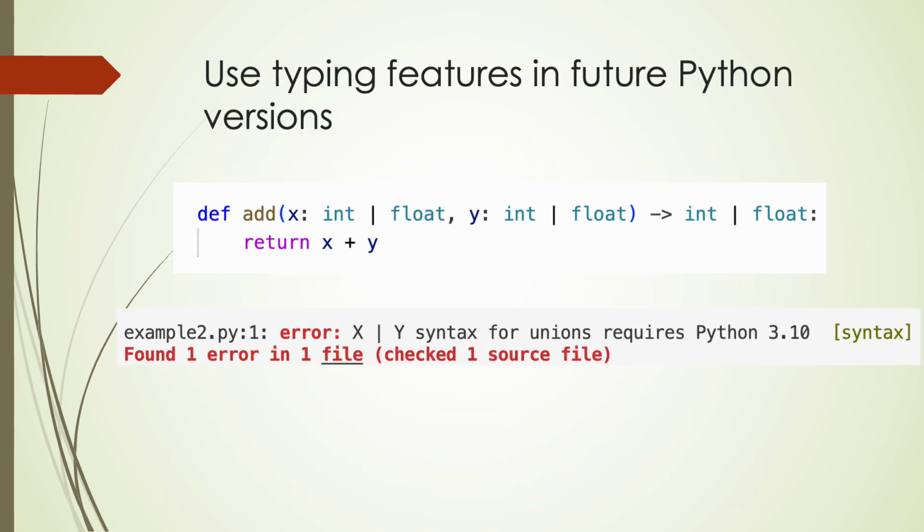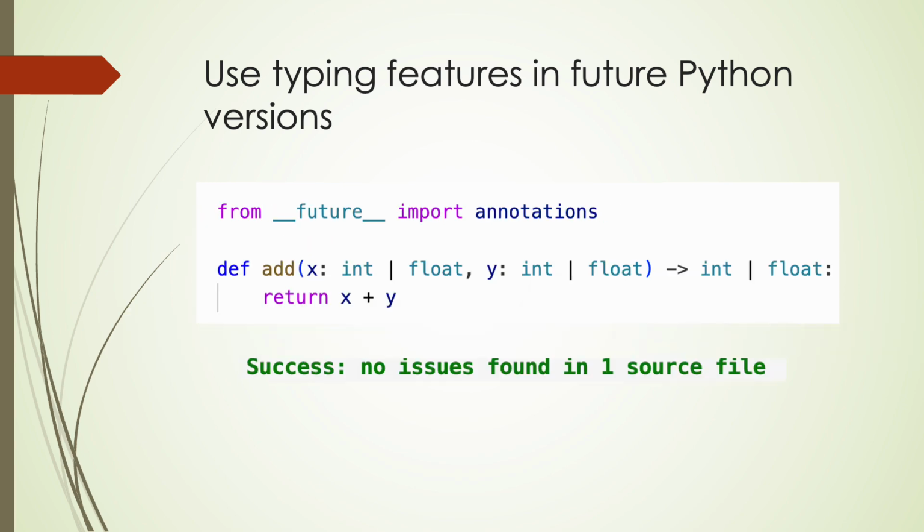Another important use case is to allow using typing features that are only available in future Python versions. For example, if we try to use the pipe as a union operator for types in Python versions below 3.10, we will have syntax errors when checking with MyPy. This can be solved by importing annotations from the __future__ package, which makes it possible to use new typing features in older Python versions.